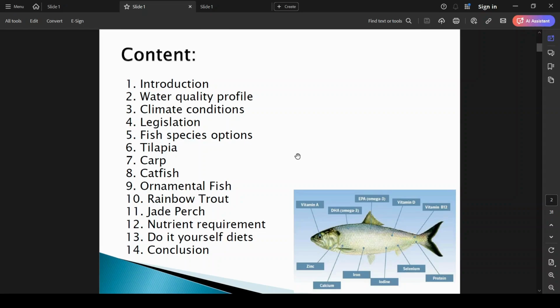my apologies, back to choosing the right fish for your aquaponics system. Now, within these slides, we will have an introduction to choosing your fish, and then some requirements which different fish species have, such as water quality profile, climate conditions, and legislation for the area you are in. We'll also go through some typical species, such as tilapia and ornamental fish, and finish off with nutrient requirements and fish feed.